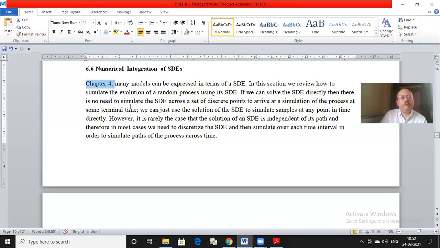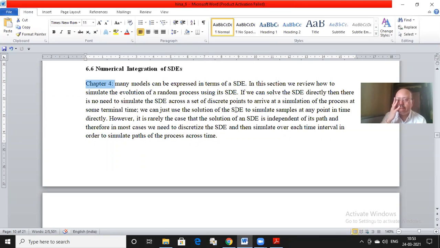So if we can solve, then we don't need to simulate across a set of discrete points. We can just use the solution of the SDE and use the solution directly to simulate samples at any point in time. So it is the other way around. We don't need simulation to solve. We can use the solution and then simulate sample points any way we like.